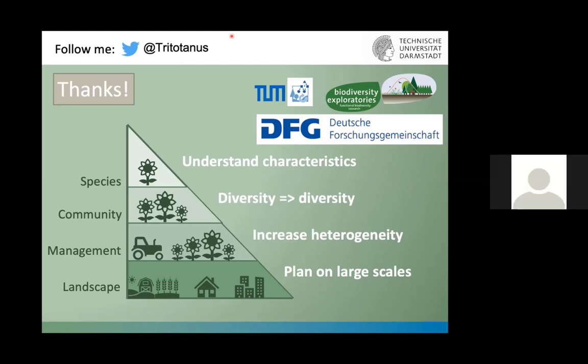Okay, thank you. Next question came from Karen Powder. Biomass yield is not necessarily the main objective of intensive grassland management. High contents of energy and digestibility are as important. This motivates early cutting and high cutting frequencies more than biomass yield. How would your optimum change with other target functions?